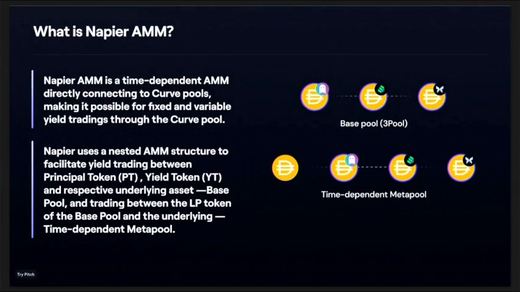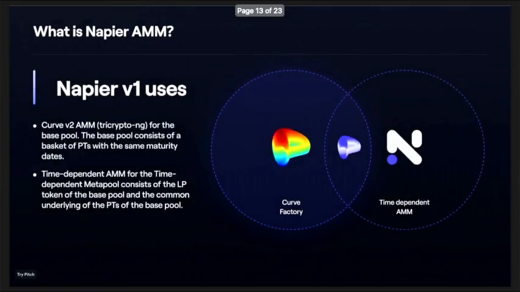So as I explained, we've got two different pools. One is the base pool, which is literally inside Curve, and we'll be handling most of the assets on that part. And we have the Napier AMM time-dependent meta pool, where we are handling the time-dependent value of these fixed-term assets. So that's how it looks as a whole. We have the Curve Factory and we have the time-dependent AMM. As a whole, we built Napier Finance.